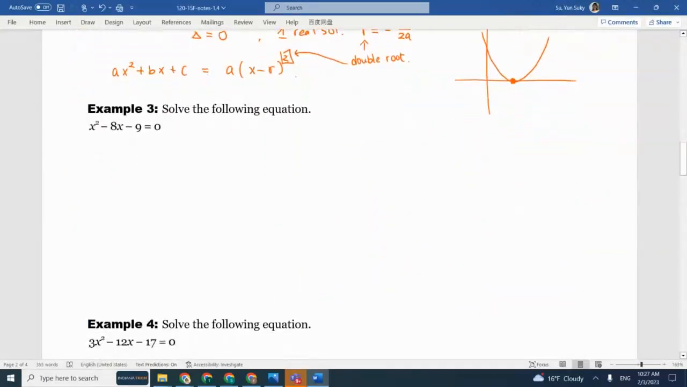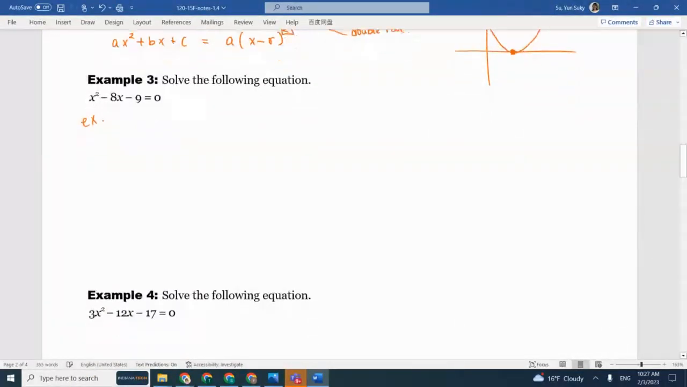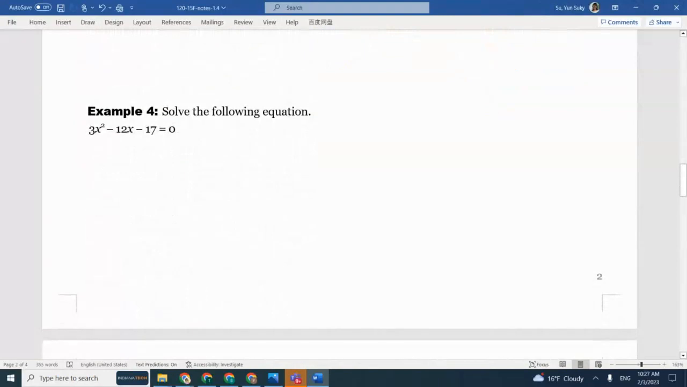Solve the following equation. So example 3, I will leave you to do at home. Okay. Let's do example 4.